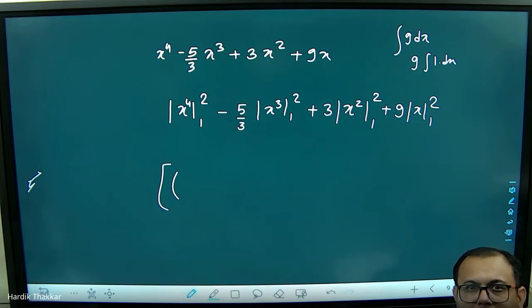Both the methods are equally lengthy, but in the first case, we might have some calculation error. So that's why I suggest this, because some small calculation will be there here.